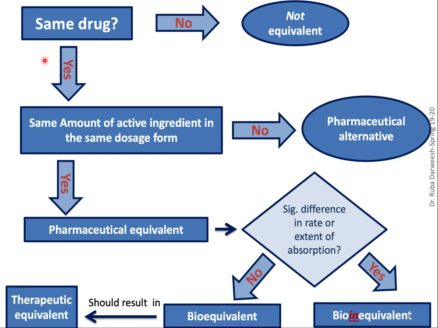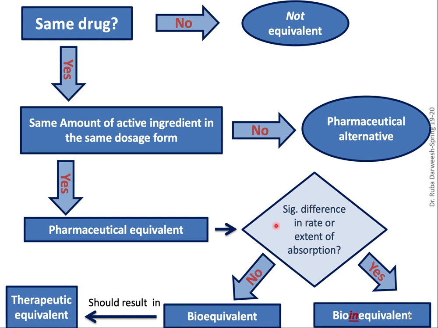So again, if we go back, if we are talking about the same drug with the same amount of active ingredient in the same dosage form, we are talking about pharmaceutical equivalent products. Then we do some studies to determine the rate and extent of absorption of the drug, or how much and how fast the drug reaches systemic circulation. If we don't have that much of a significant difference, then we are talking about bioequivalent products, to get, in the end, therapeutic equivalent products. Okay, how do we determine this? We will study different parameters and start to compare them.